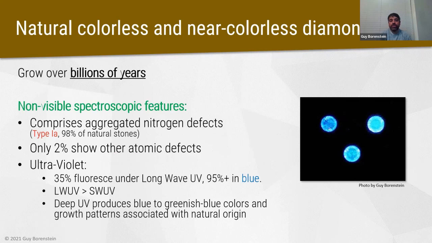If we're looking at natural colorless and near colorless diamonds, they grow over billions of years. And the key word here is billions. Why is it important? Because diamonds are made essentially of carbon, but still there are some traces of impurities that were trapped inside and create defects in the atomic structure. The most common one is nitrogen.